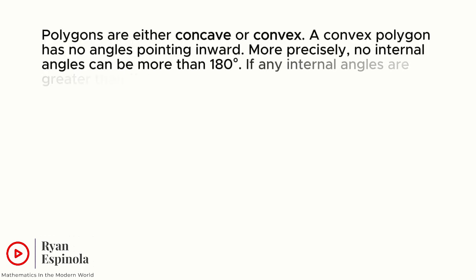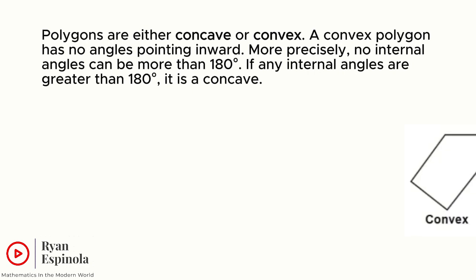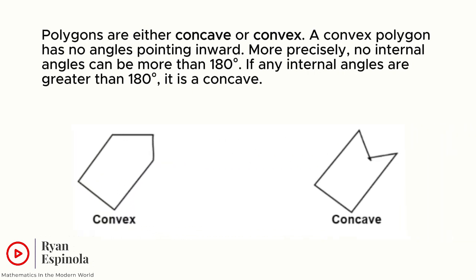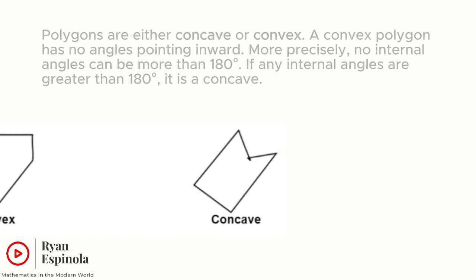Polygons are either concave or convex. A convex polygon has no angles pointing inward. More precisely, no internal angles can be more than 180 degrees. If any internal angles are greater than 180 degrees, then it is concave.